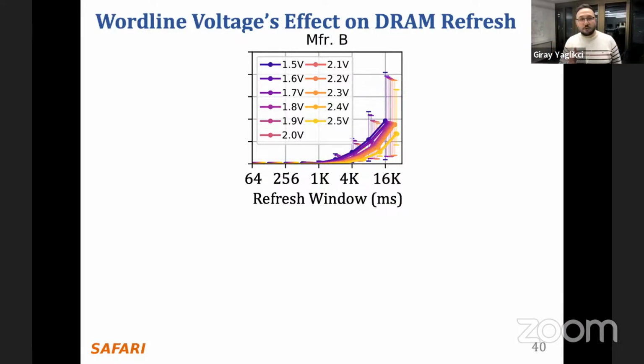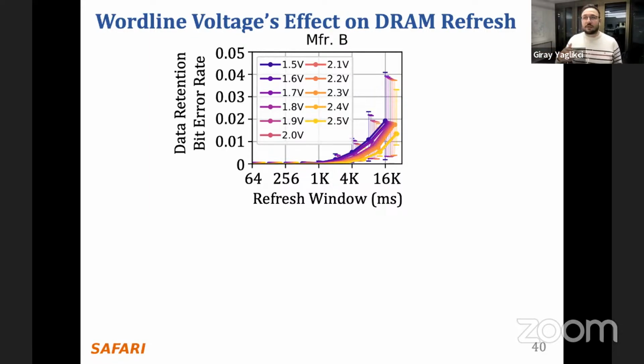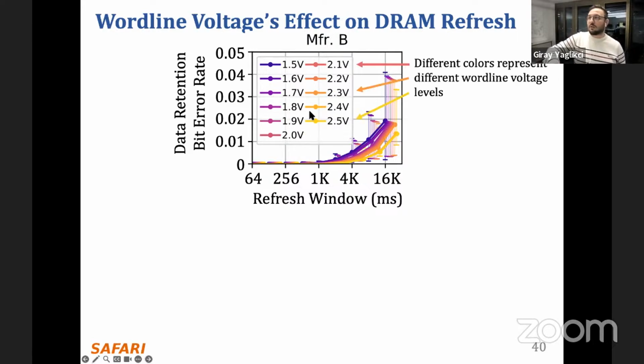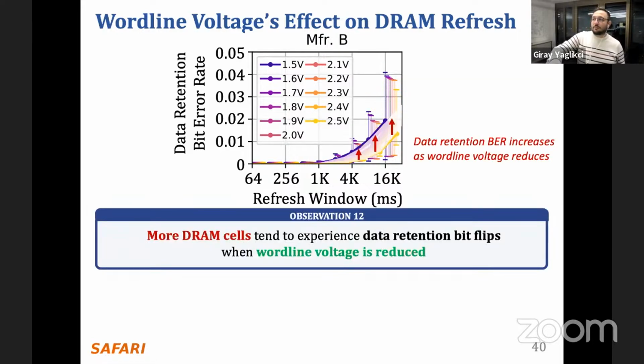So here, on the x-axis this time, we increase the refresh window from 64 milliseconds to 16 seconds. And we look at how the data retention bit error rate changes when we do this. As you can see, all the curves are following an increasing trend here. It's an exponential increase, if you will. And each color corresponds to another wordline voltage level. We see that data retention bit error rate increases as wordline voltage reduces, and more DRAM cells tend to experience data retention bit flips when wordline voltage is reduced.